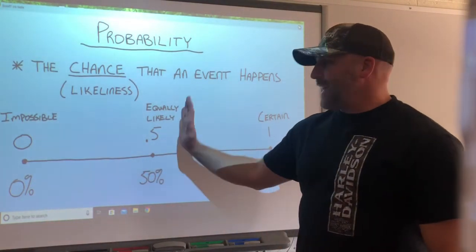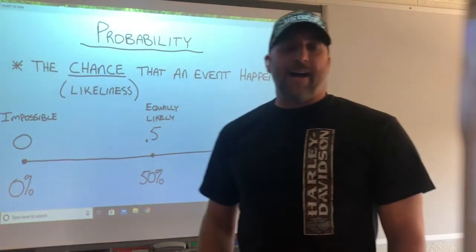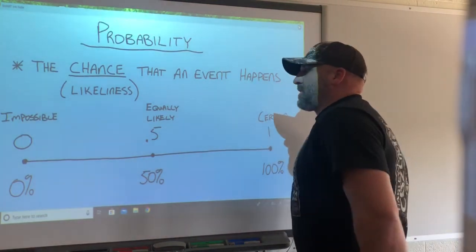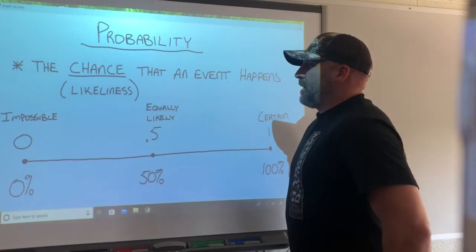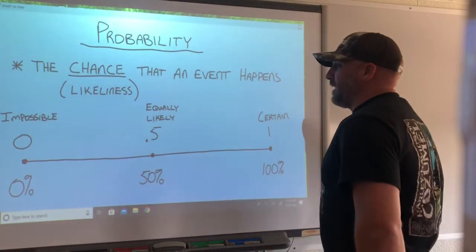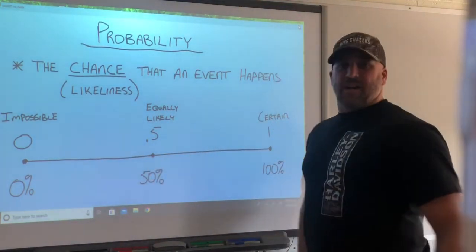If it's exactly in the middle, 0.5, 50%, 1/2, or any equivalent fraction to 1/2, that means it's equally likely that it will or will not happen. We can't use a word like maybe. Maybe would be anything between 0 and 100%, and we're just not going to use it.